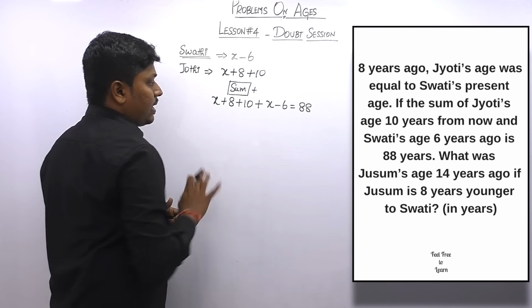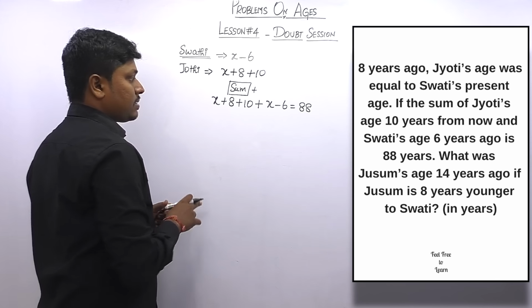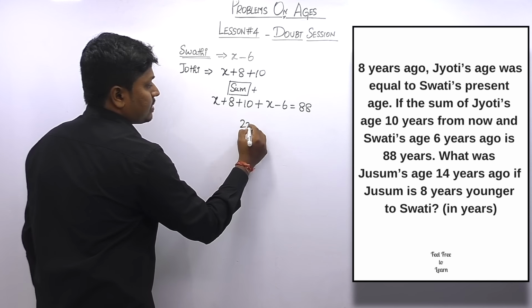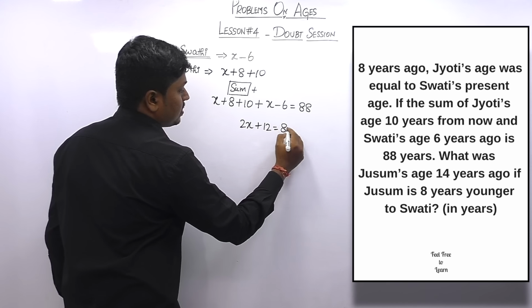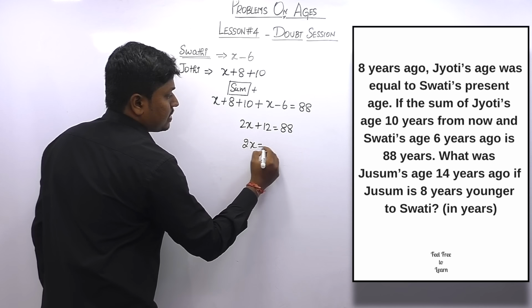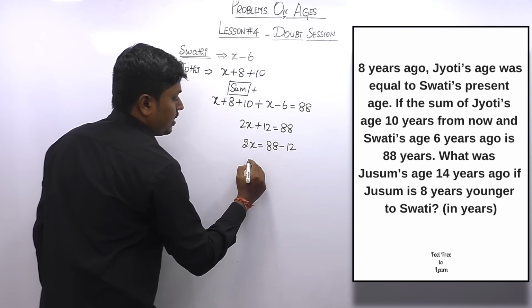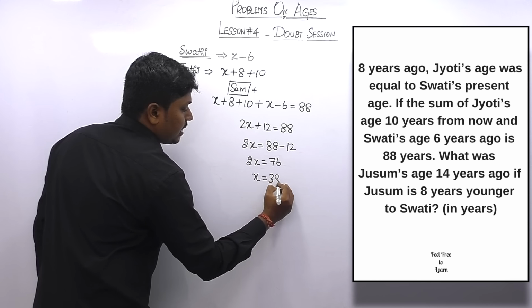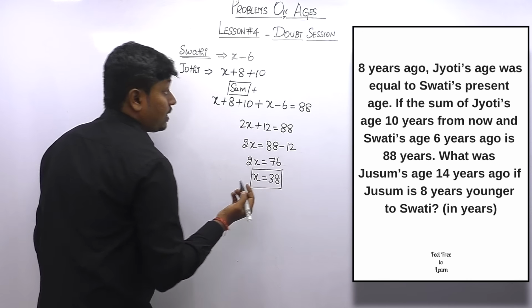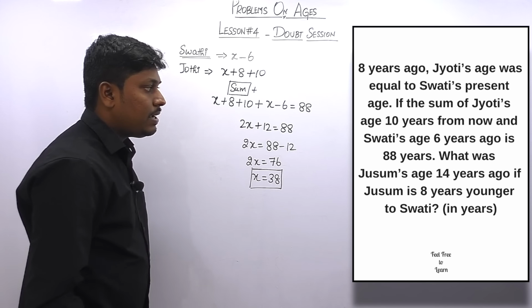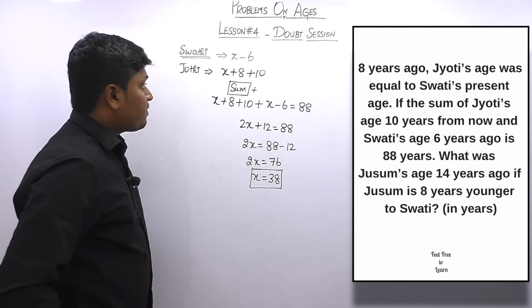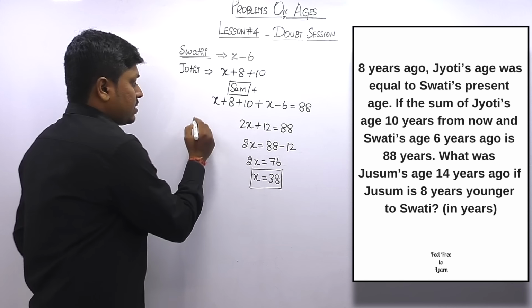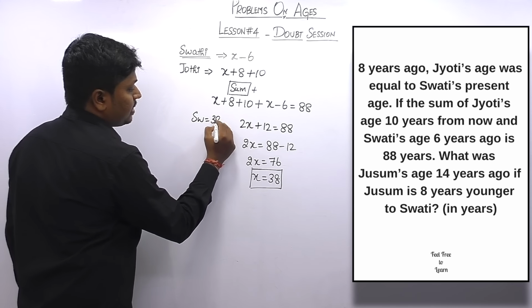So which is 88. So I think this can be written as, so this will be 8 plus 4, 12. So 2x plus 12 is equal to 88. So 2x is equal to 88 minus 12. So 2x is equal to 76. So x is equal to 38. So finally we got the value of x is equal to 38. We know that the value of x is Swati's present age. So Swati's present age will be 38 years.